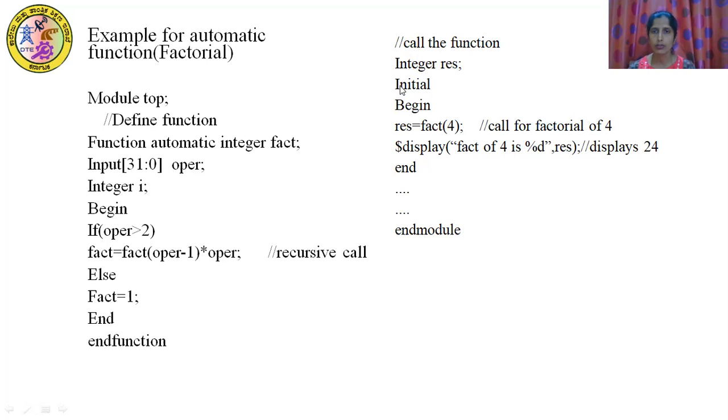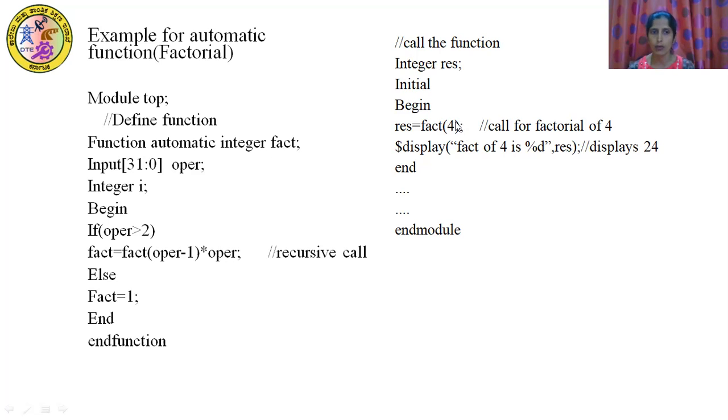So when we are going to call a function, let's see what happens. In the function call here, we have declared res as the result of type integer, in an initial begin block. We have the statement for function invocation here: res is equal to fact of 4. Here fact is the name of the function followed by the input argument to be passed. So we want to calculate the factorial of the number 4.